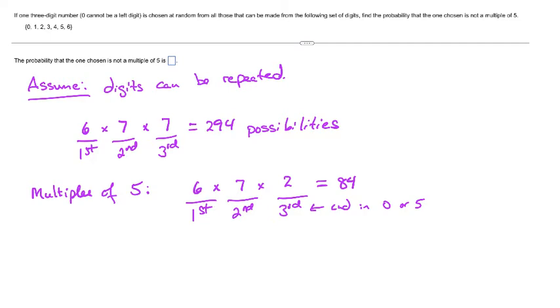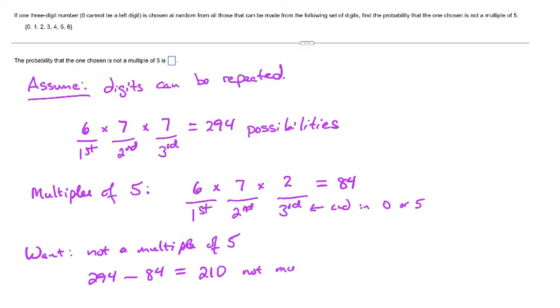And so if we count the complement of what we're actually after, what we want is not a multiple of 5. And so for that, we know that we have 294 possible ways. And if we subtract the 84 ways that we don't want, then this gives us 210 numbers which are not multiples of 5.